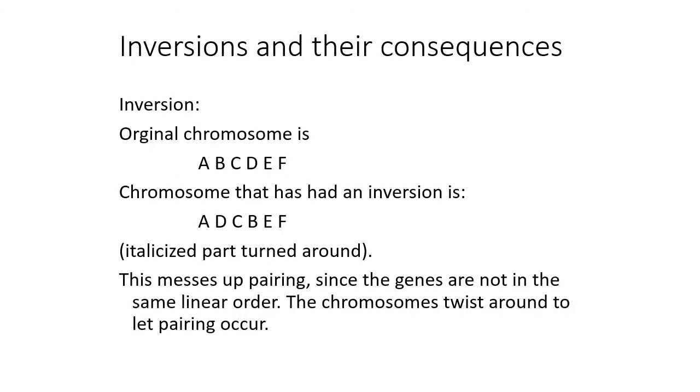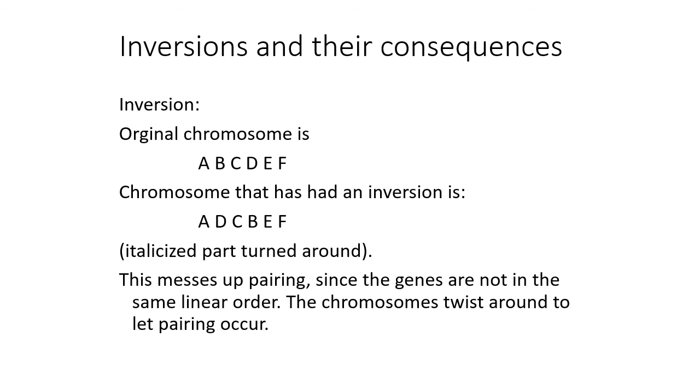Okay, I'm going to just say a few words about inversions and their consequences, just so that you know what they are and that they can cause problems. They're actually very important mechanisms in evolution as well, and we're not going to have time to go through the consequences, but I'll just point out what it looks like. So what's an inversion? An original chromosome, let's say, is A, B, C, D, E, F, but a chromosome that's had an inversion might read A, D, C, B, E, F, where B, C, D has been flipped over and reattached, and so now it reads in the opposite direction.